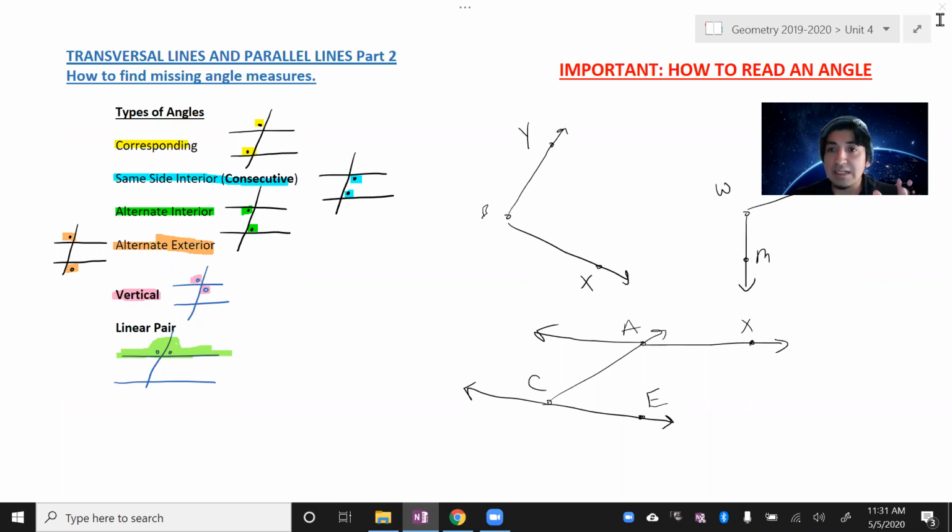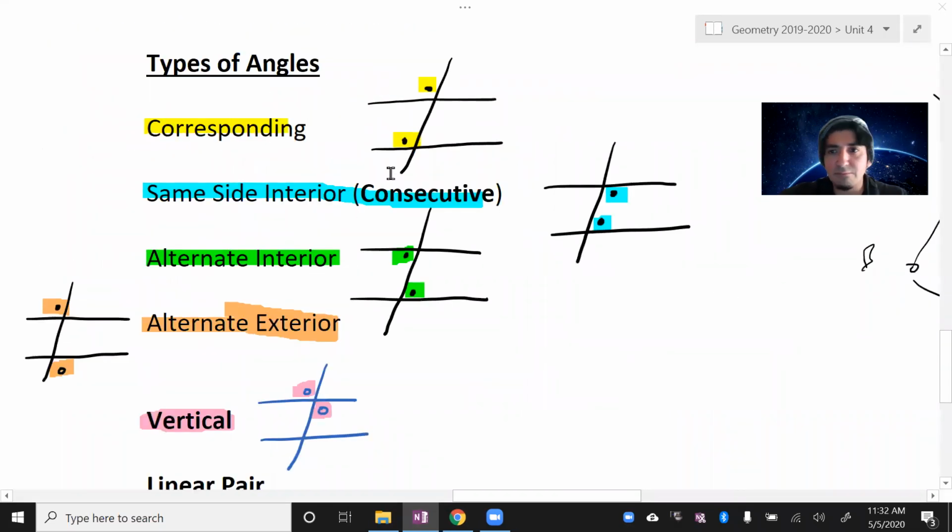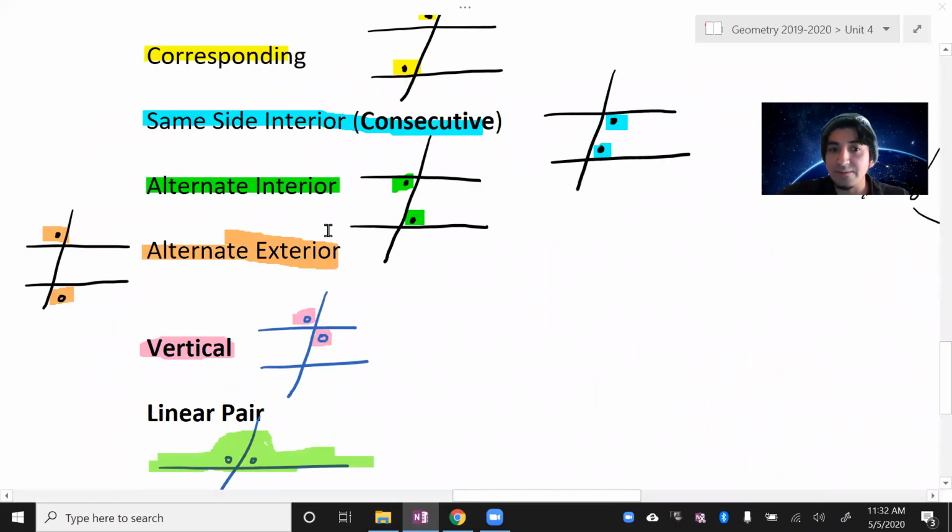So ideally, what's going on in this one is that I'm piggybacking off the other video, and we're going to go ahead and focus on these two aspects, along with finding the missing angle measure. Now, if you remember from the last video, we worked on types of angles, how to identify them, how to classify them, and how they are different.